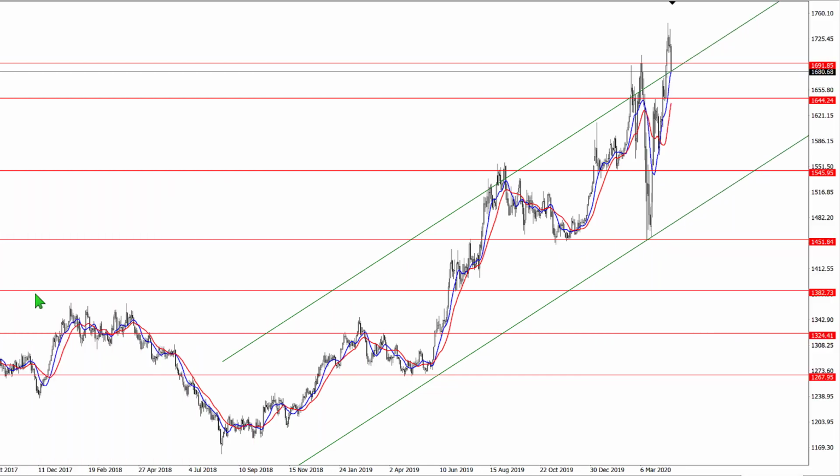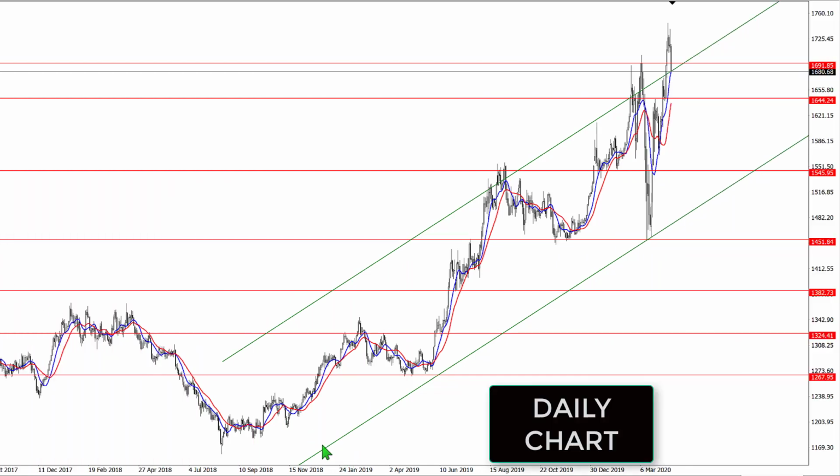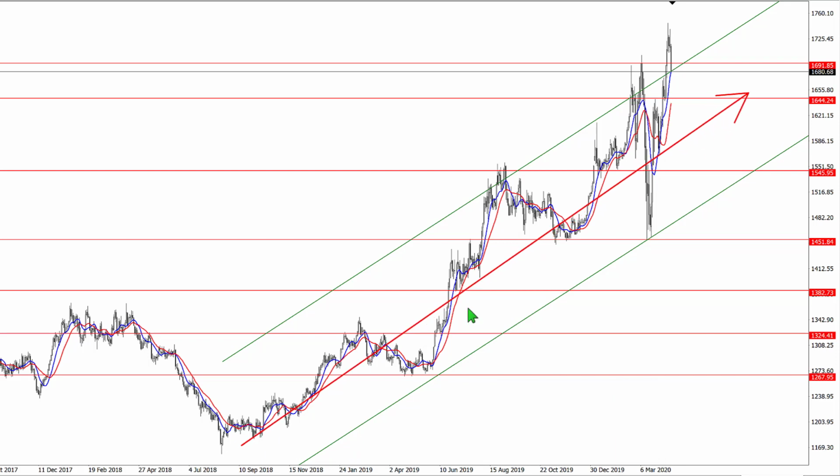So guys, it's time we wrap up things with the gold. We can see here on the daily chart of the gold that gold had been in a bullish massive rally right from the swing low of July 2018. Gold had been in a bullish long-term trend.